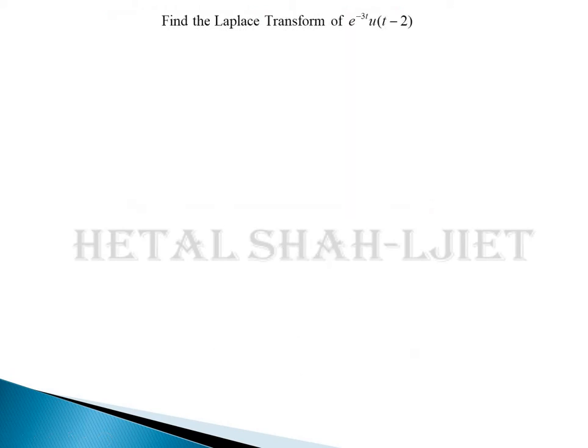So, find the Laplace transform of e raised to minus 3t into u(t minus 2). You can easily understand that this example is of the unit step function, because u(t minus 2), that is u(t minus a), is the symbol of the displaced unit step function. So this is the form of the Laplace of f(t) u(t minus a), and the formula, as you know, is e raised to minus as times the Laplace of f(t plus a).